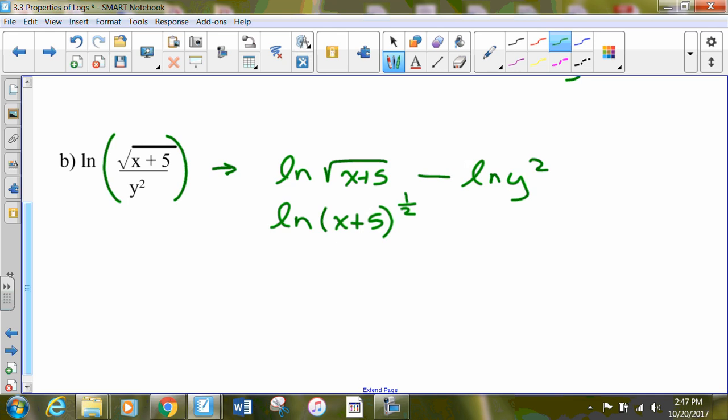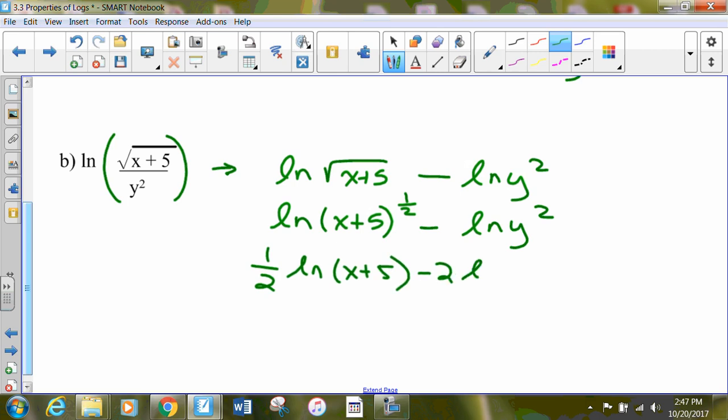And that was necessary to rewrite it, so then we could pull the power down. So once again, remember that the power 1/2 is the same thing as square root. And so we're going to pull the 1/2 down and the 2 down. And can we expand it any more than this? Can we make it any wider than this? No, we are done.